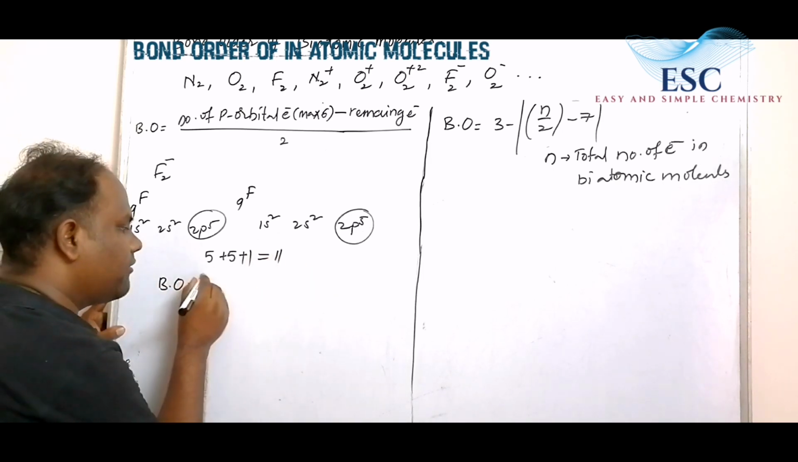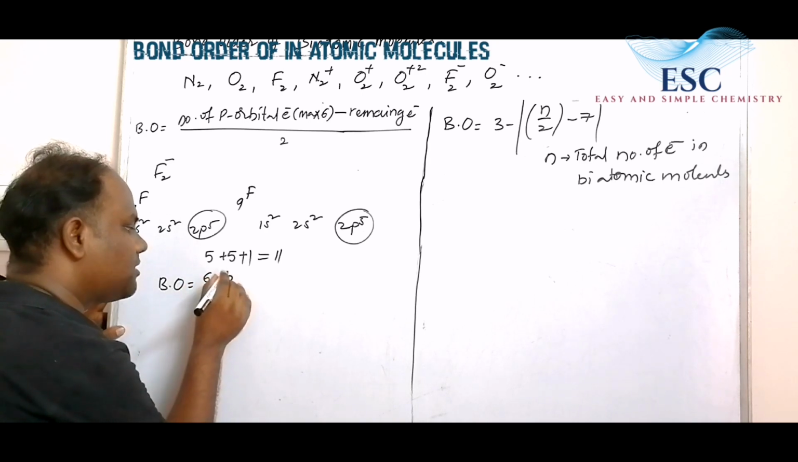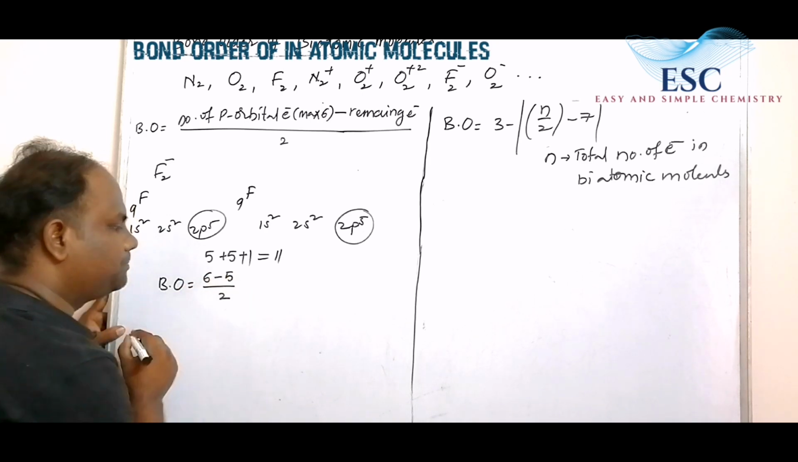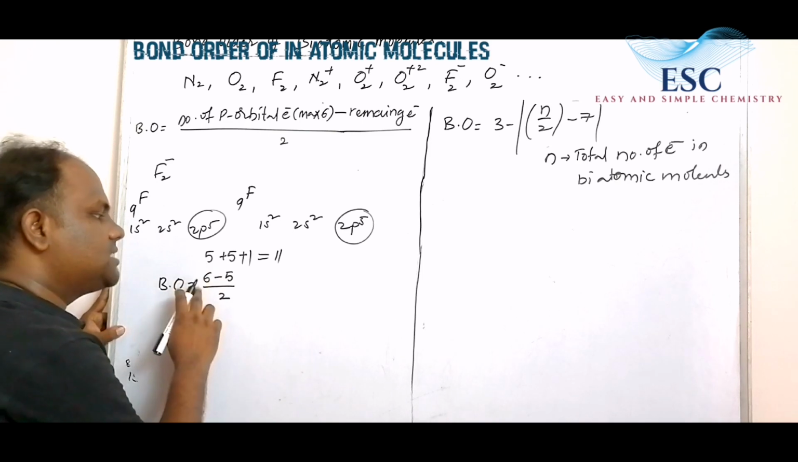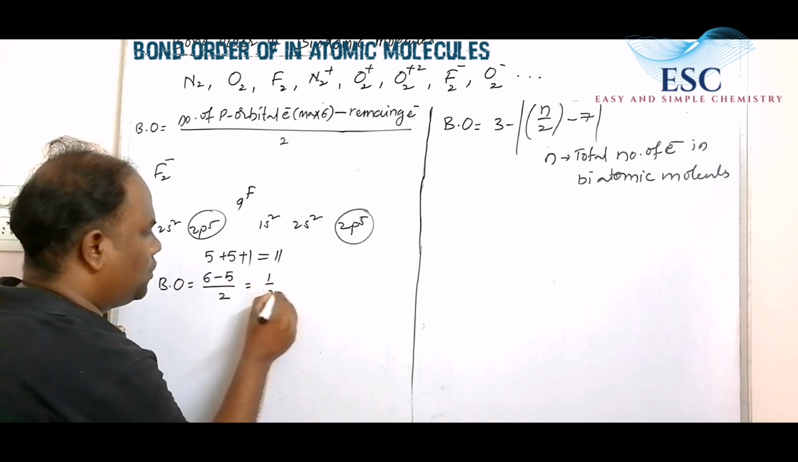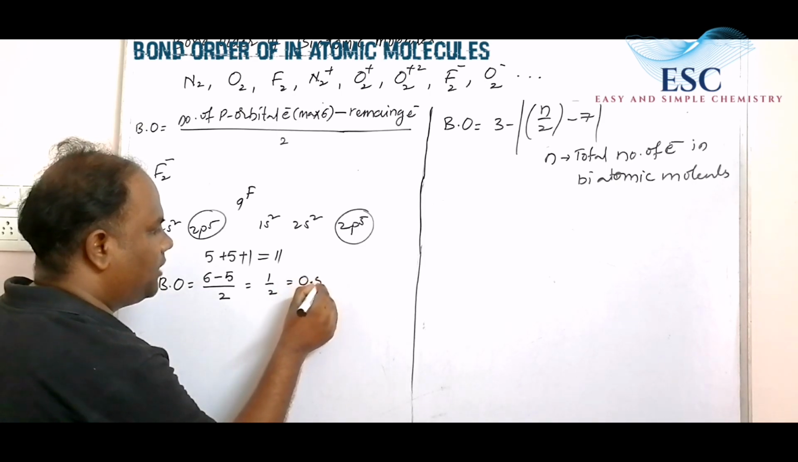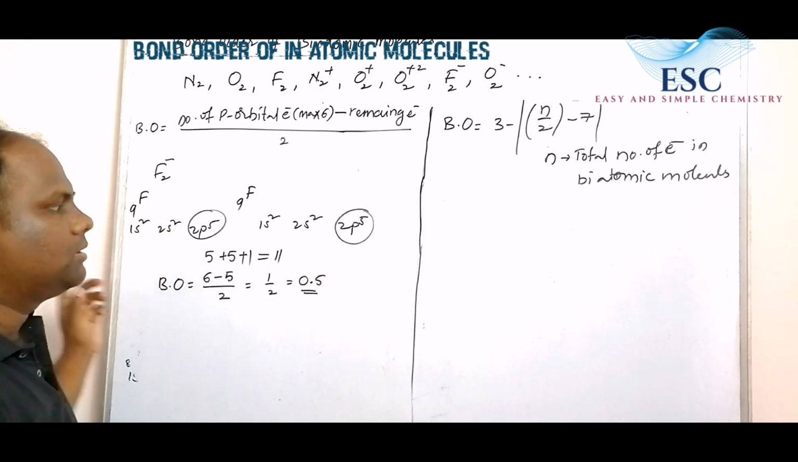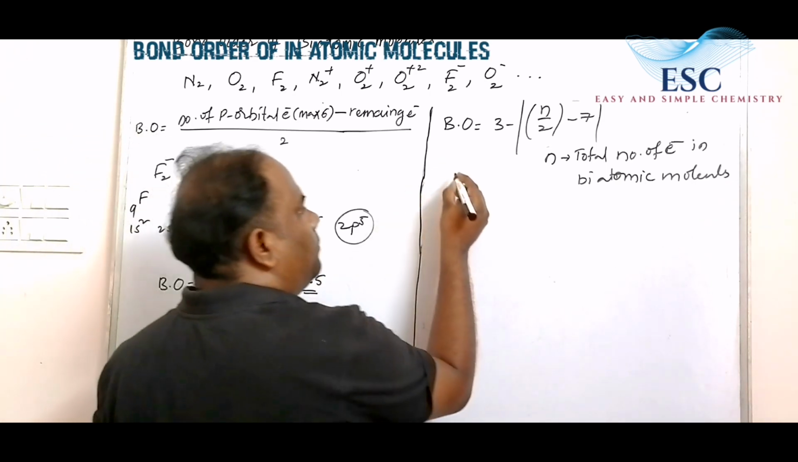How to write the 11? 6 minus 5 by 2. Not 6 plus 5, 6 minus 5. This is 1 by 2, which is also called 0.5 bond order. Then go to another method.